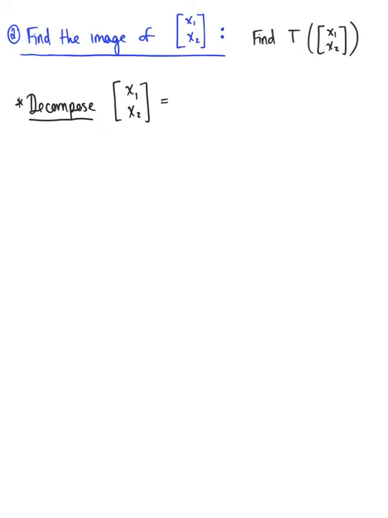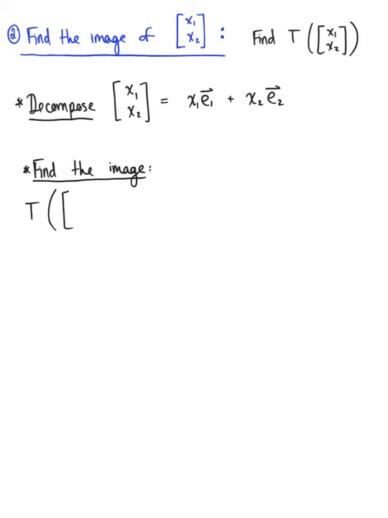So here we go. We know that this is equivalent to the scalar x sub 1 times the elementary vector e sub 1 plus the scalar x sub 2 multiplied by the elementary vector e sub 2. So now that we have this decomposition, we're ready to find the image. So here we go. We have the image of the vector x sub 1, x sub 2 under the action of t is equivalent to the image of this linear combination x sub 1 times the elementary vector e sub 1 plus x sub 2 times the elementary vector e sub 2.